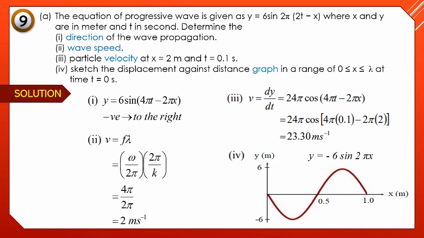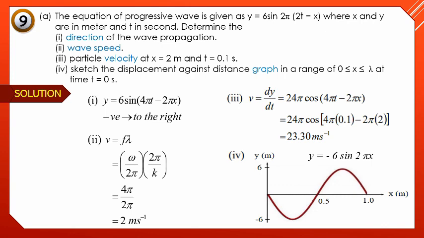For question number 9a, the equation of progressive wave is as given. We need to determine the direction of the wave propagation, the wave speed, the particle velocity, and we need to sketch the displacement against distance graph. Okay, first, to identify the direction of the wave propagation, we refer to the sign negative. Negative shows that the wave is moved to the right.